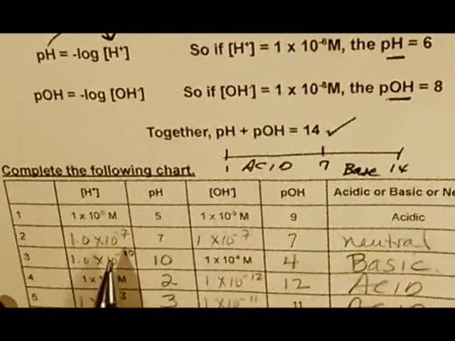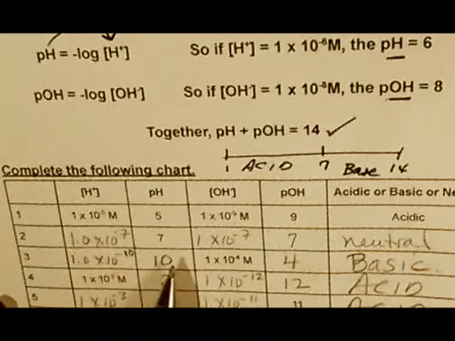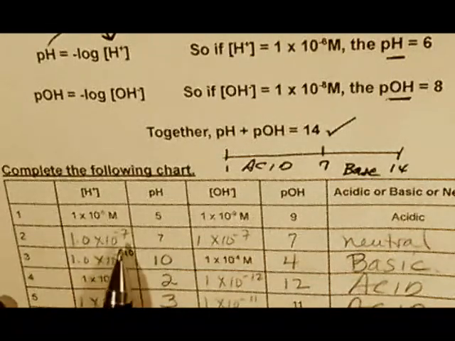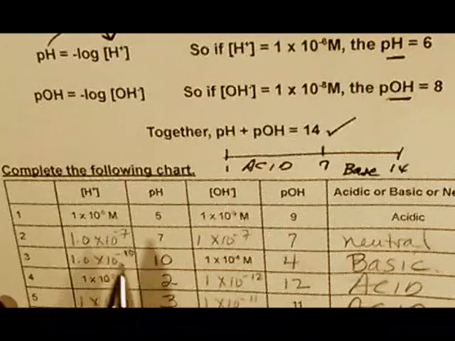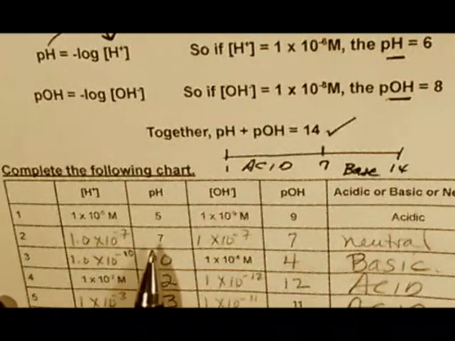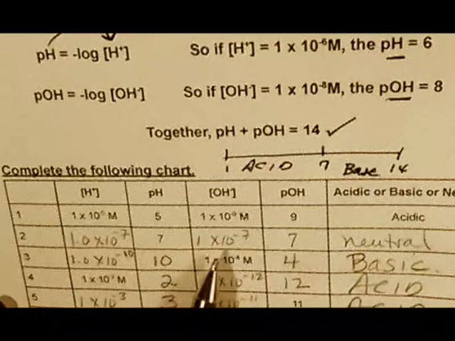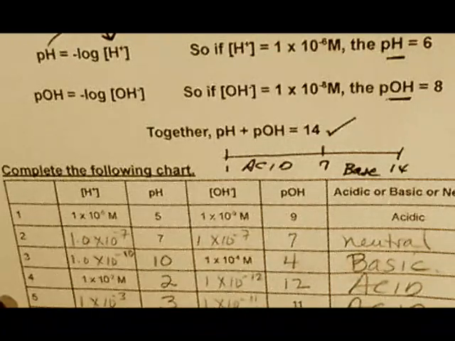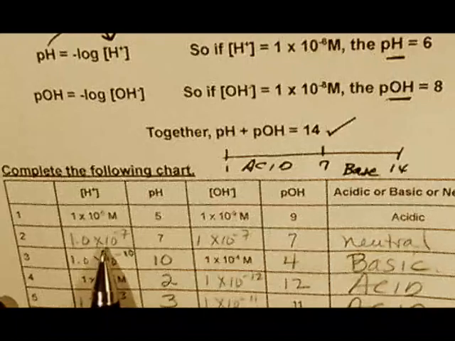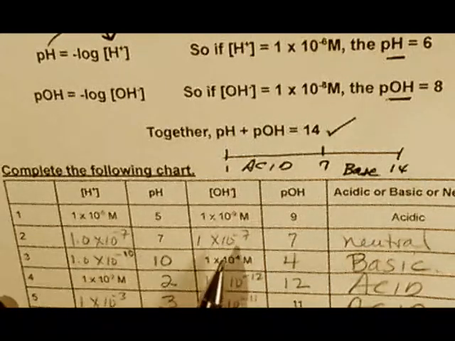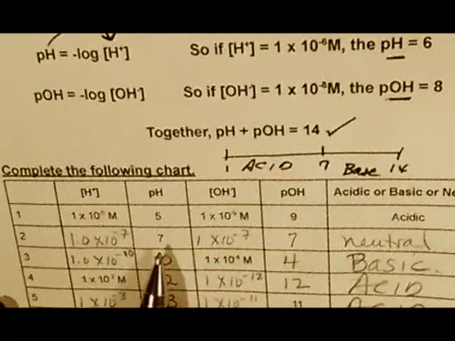So if we look at number 2, does it make sense to you that if the pH is 7, then the hydrogen ion concentration is 1.0 times 10 to the negative 7? If the pH is 7, then the pOH had to be 7. Therefore, the hydroxide ion concentration is 1.0 times 10 to the negative 7. Hydrogen ion concentration multiplied by hydroxide ion concentration would bring us back to 1.0 times 10 to the negative 14. And in this case, if it's a pH of 7, it's neutral.